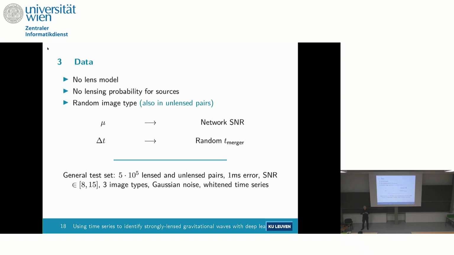It's a choice. If you're very certain that, okay, I just want to target galaxies, etc., you're more than free to do so. In our case, we don't want to tie it to anything. So we just say, okay, no lens model, no lensing probability for the sources like optical depth, etc. Random image types, also in the unlensed pairs, etc. We just try to do everything as random as possible. You draw a set of magnifications, time delays, which maps into signal-to-noise ratio of the detector and some random time of merger. You create some large data set, and then you do it.